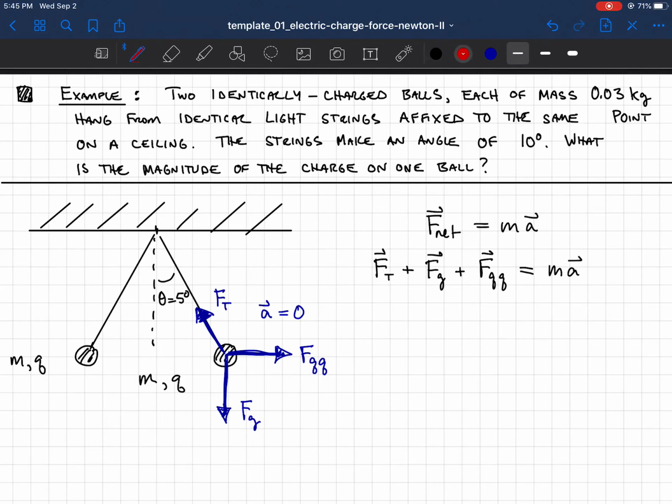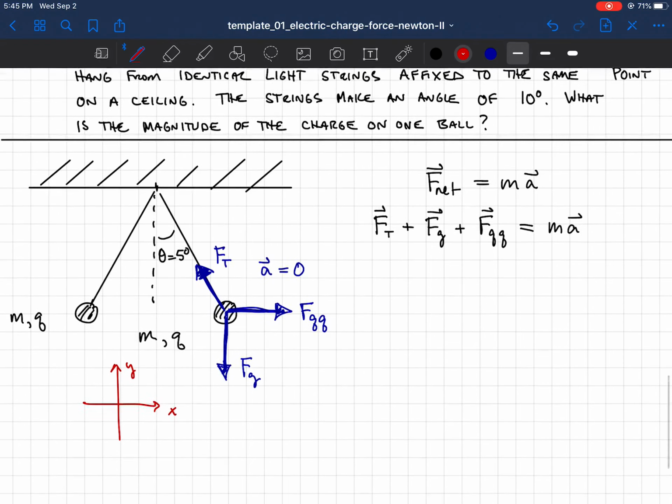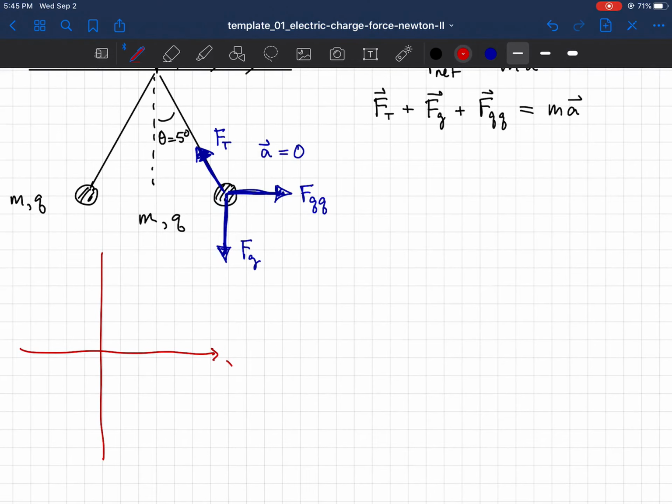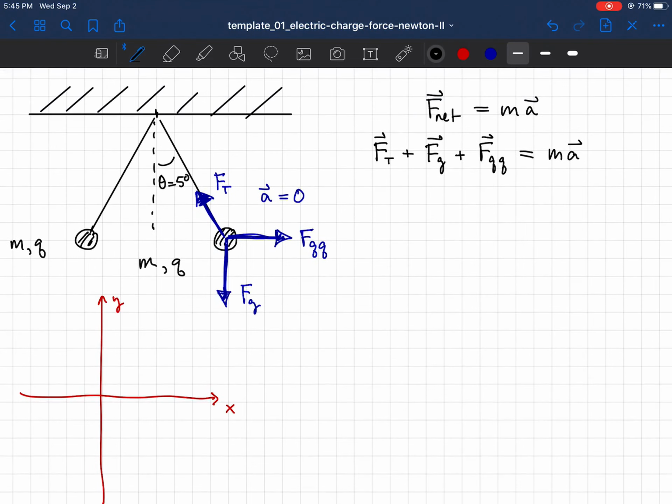Next step is I choose a coordinate system. So let's just choose this as our coordinate system, x and y. In fact, let me draw it a little bit bigger because we'll try and find the components on it. So here is our bigger x and y coordinate system. And we write out the same exact equation, but instead of for vectors, we write it for the components. So FTx plus FGx plus FQQx is equal to max.